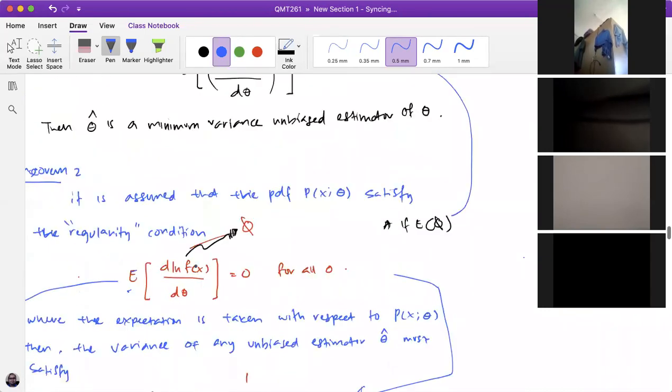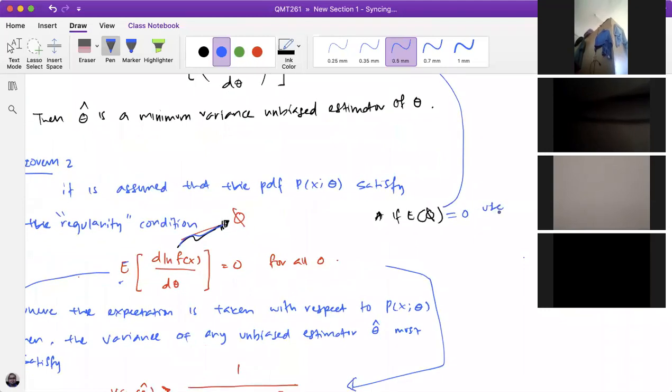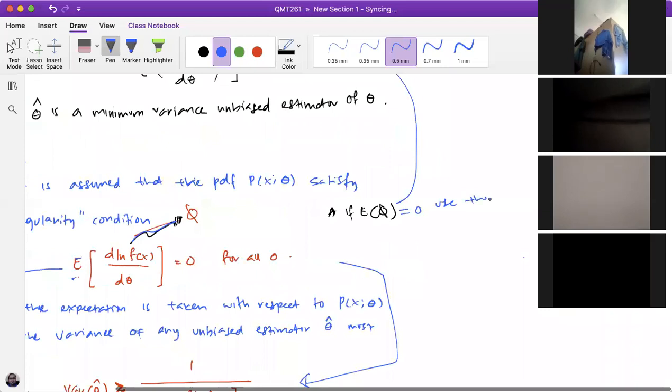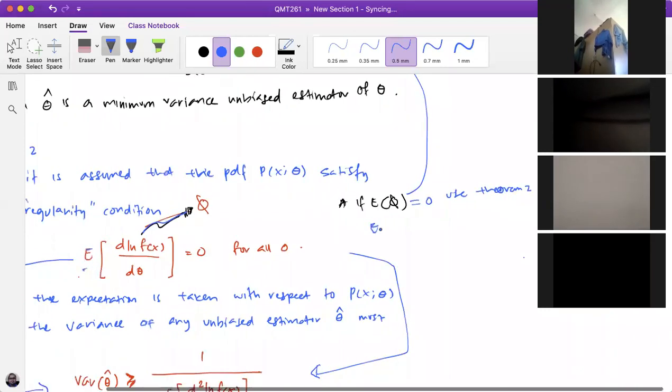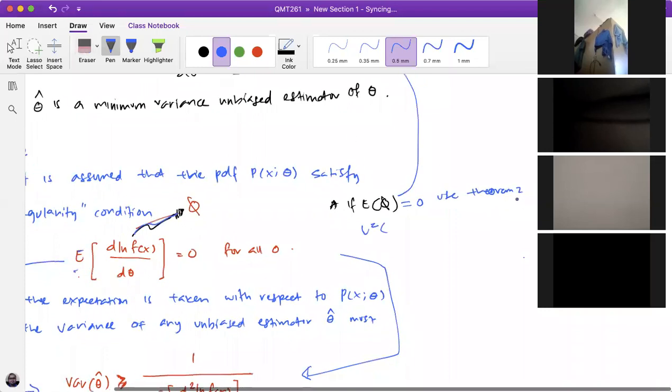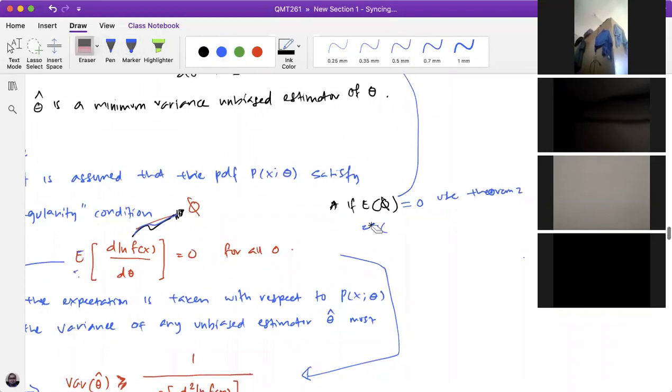Let's say this expected value, I denote it as phi. If phi is equal to 0, use theorem 2. If phi is not equal to 0, use theorem 1.